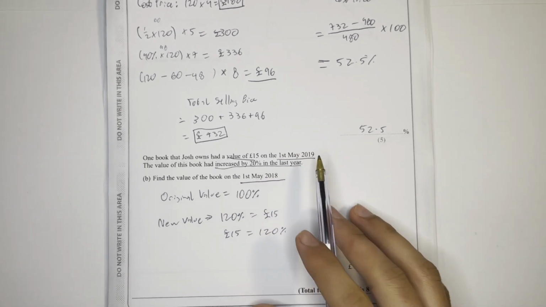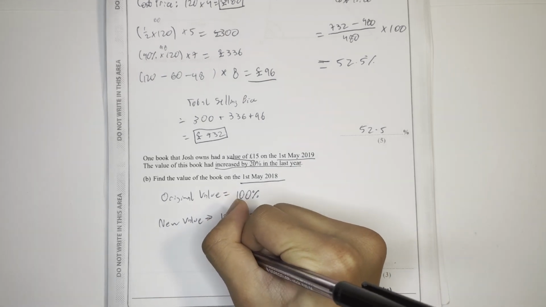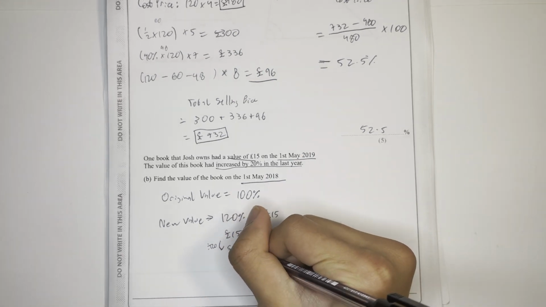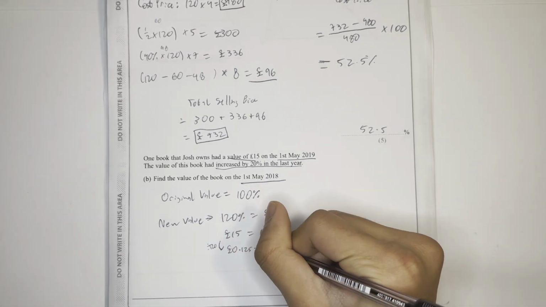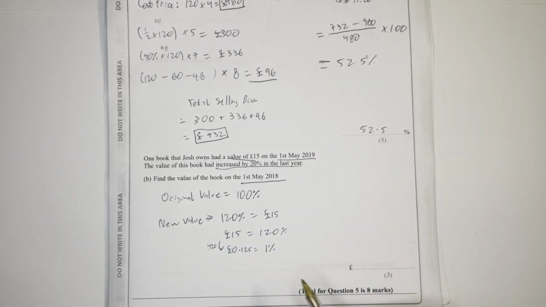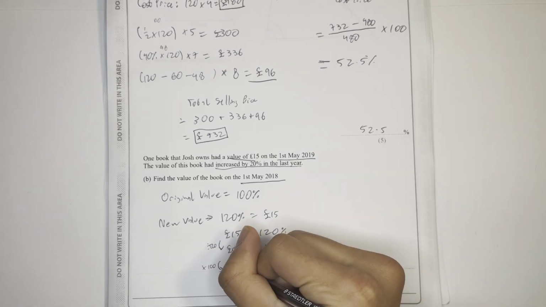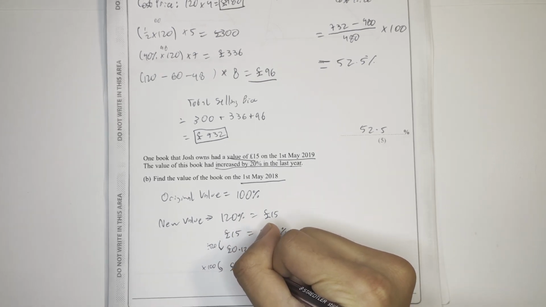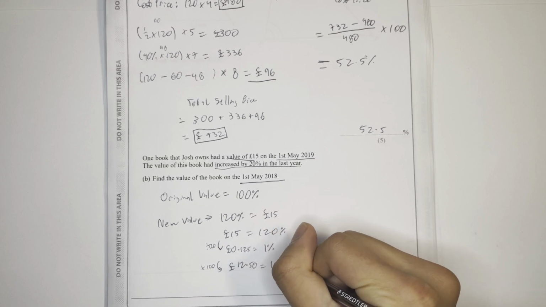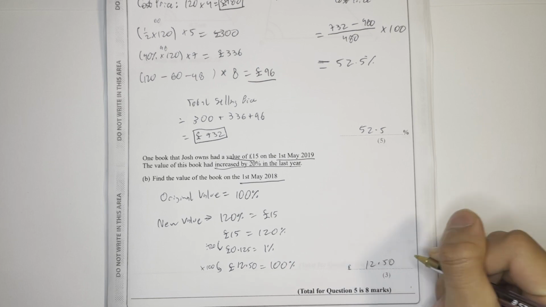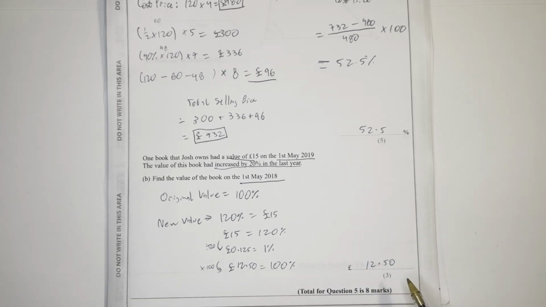So if we know that £15 is equal to 120%, we want to find 100%, which is the original value. So to do this, first I'll divide both sides by 120, and this will give you £0.125 equal to 1%. Then to find 100%, you simply multiply both sides by 100. So you have 12.5, or £12.50, equal to 100%, which is the original value that we need. That's your final answer. Again, a 3-mark question, quite significant in terms of marks. And you wouldn't really expect this to be 3 marks, because if you understand the simple concept.